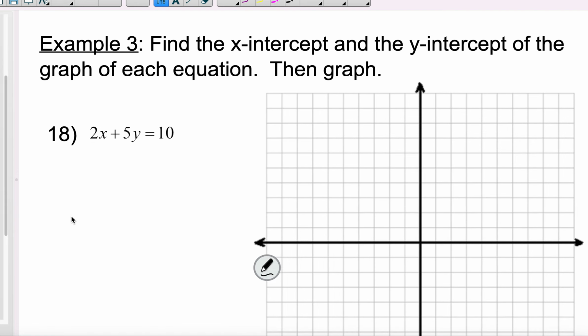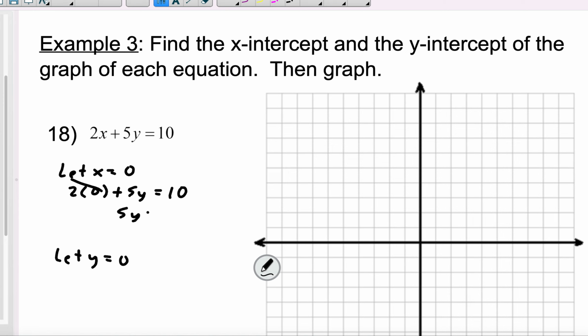So now we've got some coefficients there of x and y besides 1s. So let's do the same thing. Let x equal 0. Let y equal 0. I'm going to put 0 in for x. So then 2 times 0 is just 0, so I just get 5y equals 10. Divide by 5, and y there is 2. So my ordered pair here is 0, 2, and that's my y-intercept.